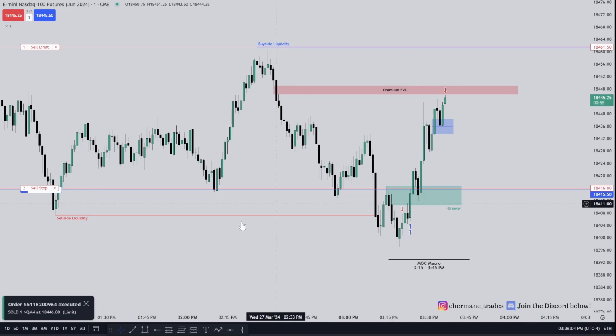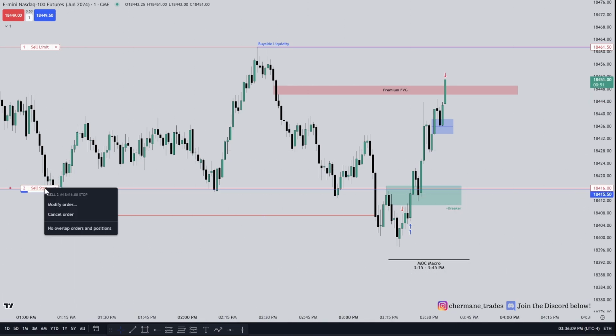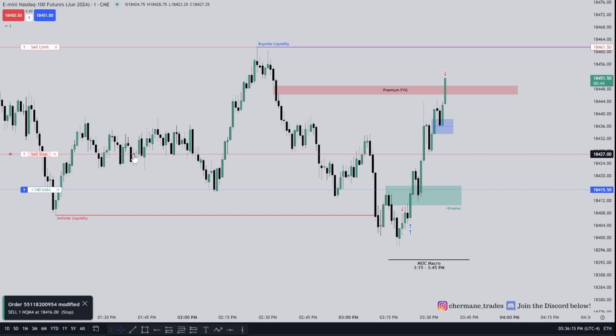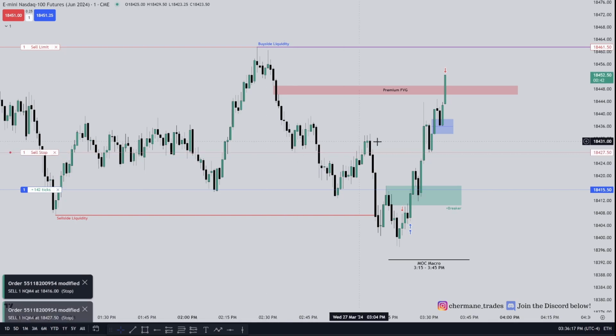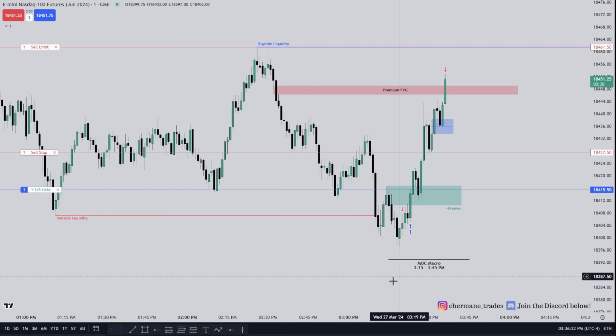All right. So first partial hit, and I'm pretty sure that covered the previous loss that I took and then some. Now I'm going to move my stop loss, like I said, underneath this low here and lock in some more profit. And I want buy side right here.